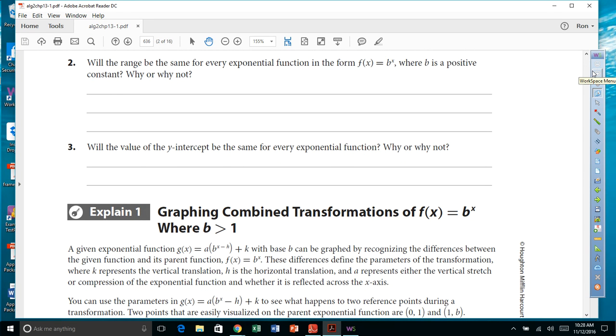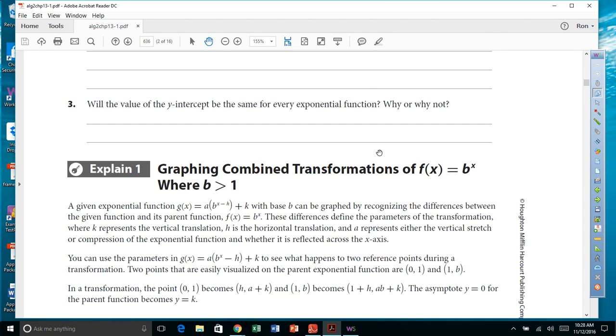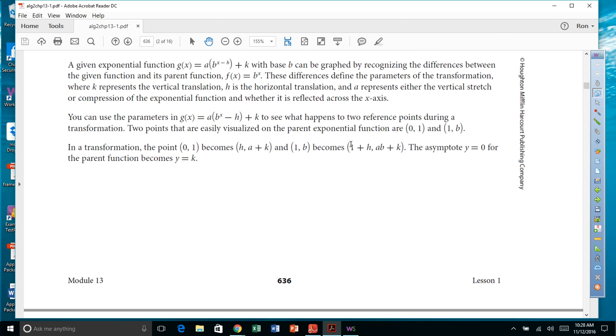Graphing combined transformations of f of x equals b to the x power, where b is greater than 1. A given exponential function g of x equals a times b to the x minus h plus k with base b can be graphed by recognizing the differences between the given function and its parent function f of x equals b to the x power. These differences define the parameters of the transformation, where k represents the vertical translation, h is the horizontal translation, and a represents either the vertical stretch or compression of the exponential function and whether it is reflected across the x-axis.